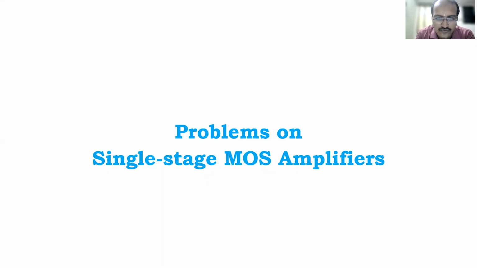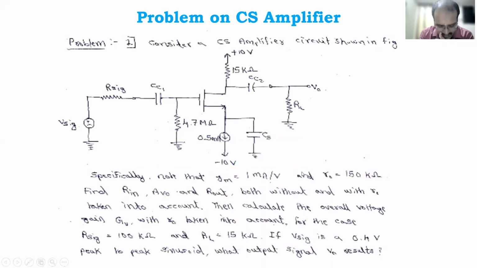So today, in this section, we'll see problems on the common source and common drain amplifiers. Just a straightforward question. The values are given, so you need to substitute in the voltage gain, input resistance, output resistance, and find the answers. Very simple. We'll look at them one by one. First, we'll see a problem on the common source amplifier.